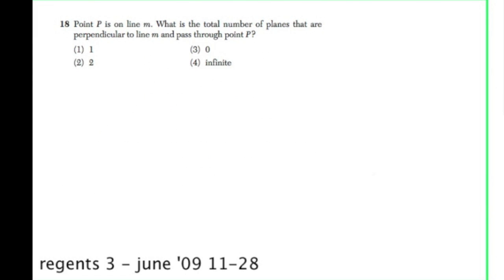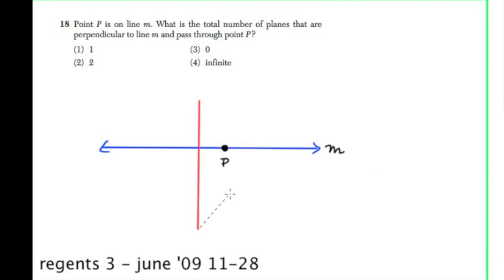Number 18, point P is on line M. What's the number of planes that are perpendicular to line M and pass through point P? Okay, so let's make a line. We'll call this M, and point P is on line M. What's the number of planes that are perpendicular to line M and pass through point P? So perpendicular, it's kind of hard to visualize, but I'll try and make the best visualization as possible here.